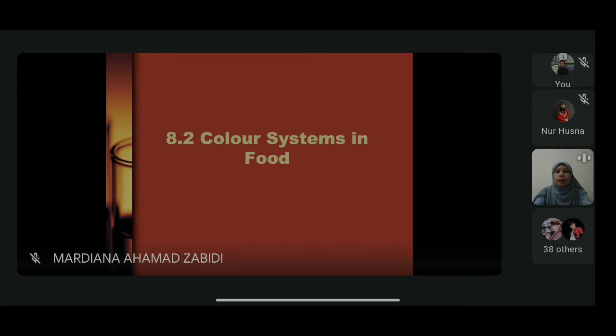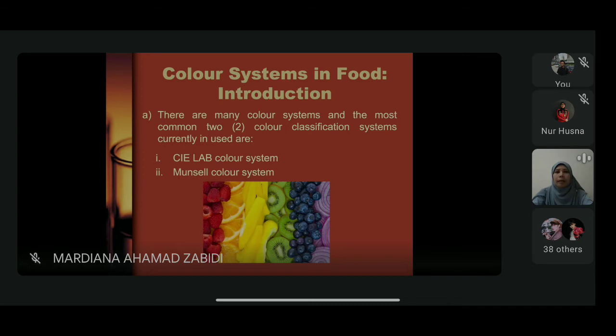Alright, now we move on to color systems for food products. For color system, basically in your lecture notes, you have two methods, which is the CIE LAB Colour System. This particular CIE LAB Colour System is widely used in many industries, of course including food industries. And in your lab, we have this particular chromameter that can function to measure the LAB color system. And then the second one is the Munsell color system.